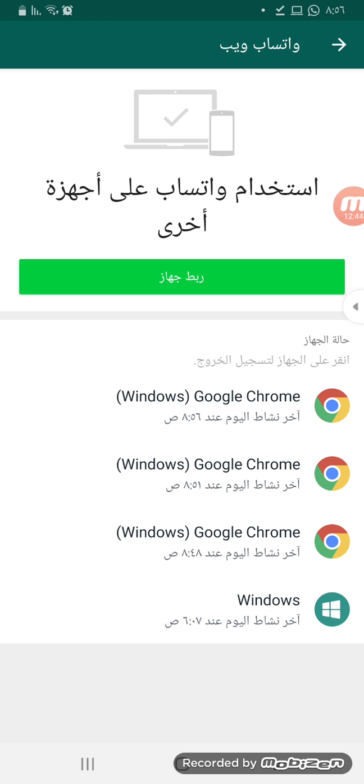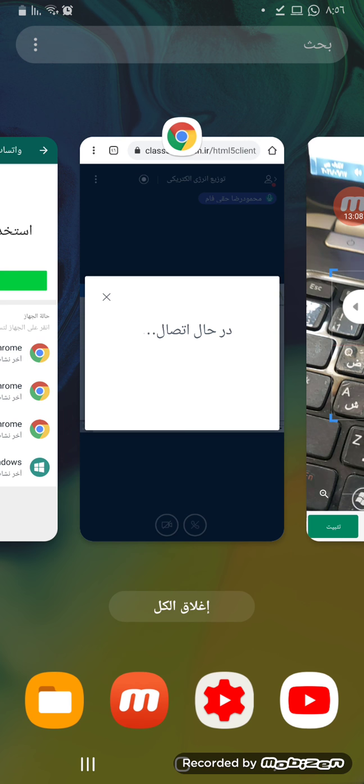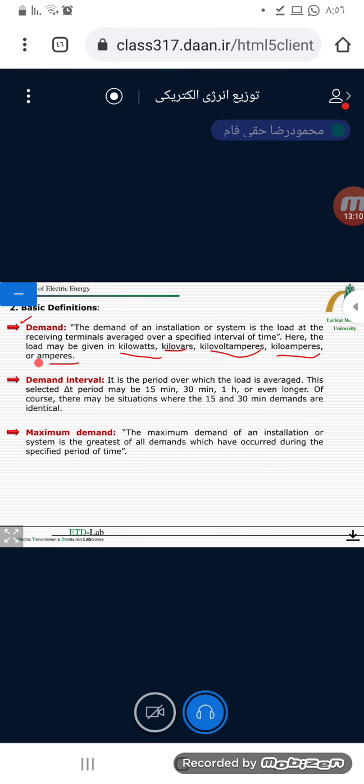The demand of an installation or system is the load at the receiving terminals averaged over a specified interval of time. Here, the load may be given in kilowatts, kilovolt amperes, or amperes. Okay.